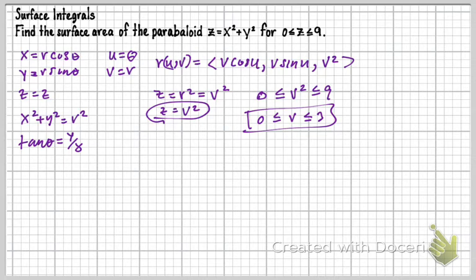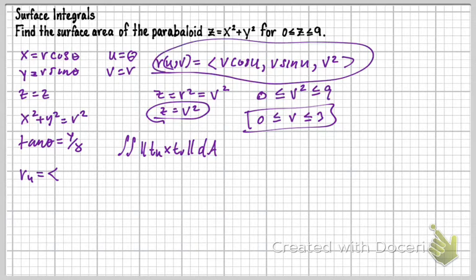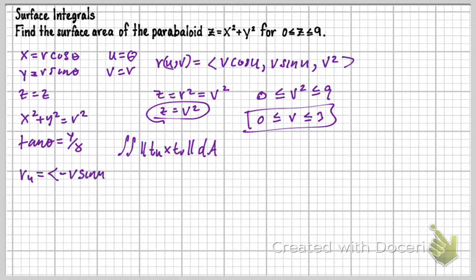Okay, so anyways, let's take a look at now, what is this T_u cross T_v business? Because what we're looking at here for this surface integral is this T_u cross T_v. So really this T_u is just my r_u. It's the derivative of my r(u,v) with respect to u. So that means my first component is going to be negative v sine u, and my second one is going to be v cos u.